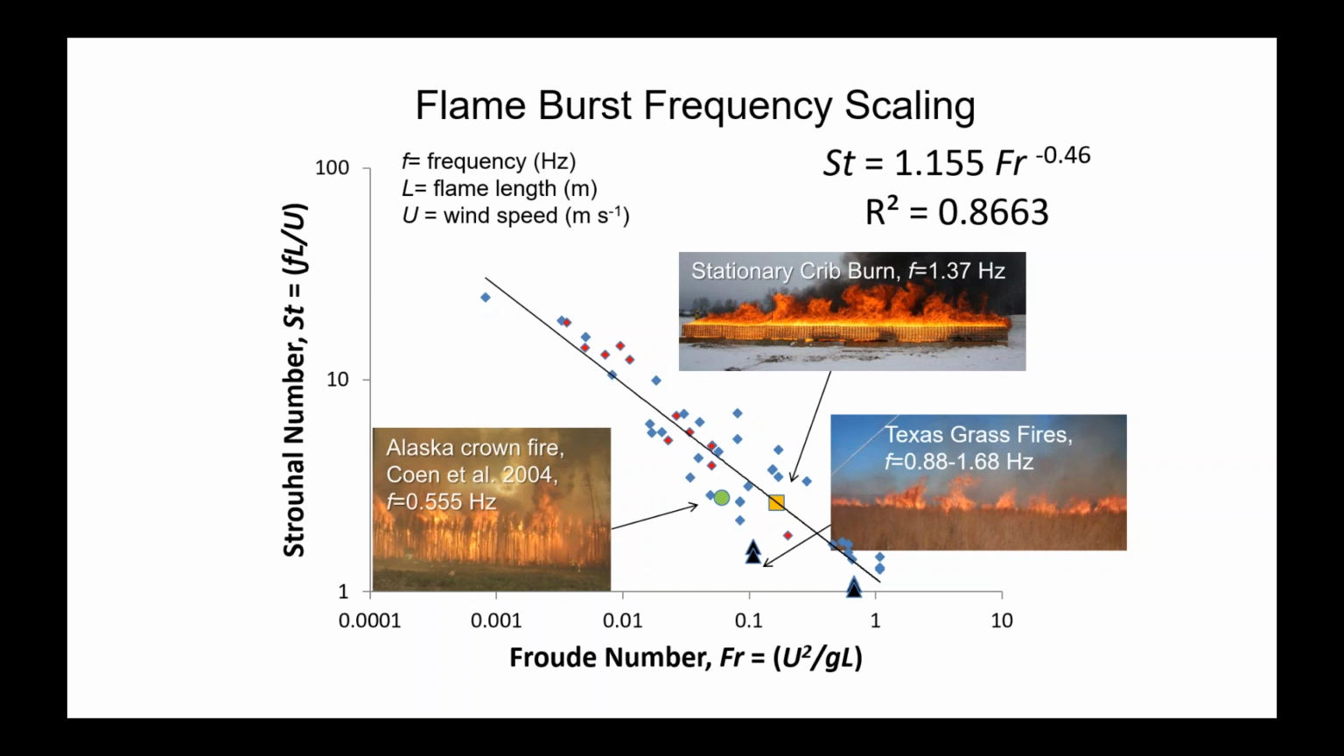And so when we plot the variables from our experiments on this graph, you see a very nice straight line on log-log scales. We can also plot the frequencies associated with flames from crown fires, from our stationary crib burn, and from our grass fire experiments on the same graph. What it suggests to us at this point, and we're doing a lot more field testing of it as well, is that the behaviors we're seeing in the laboratory scale all the way up to the biggest flames that you can see in the field.